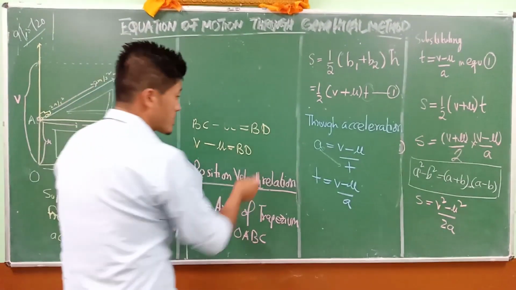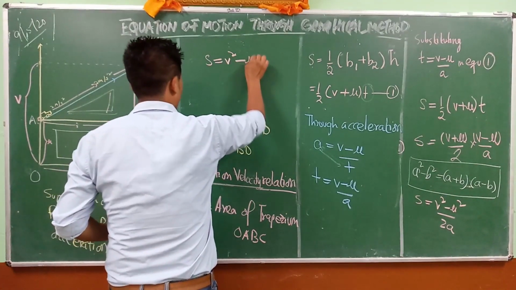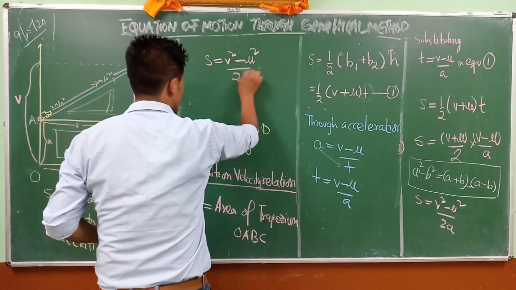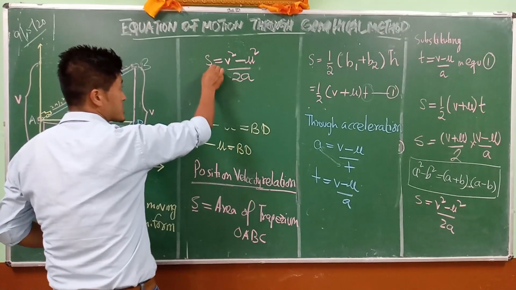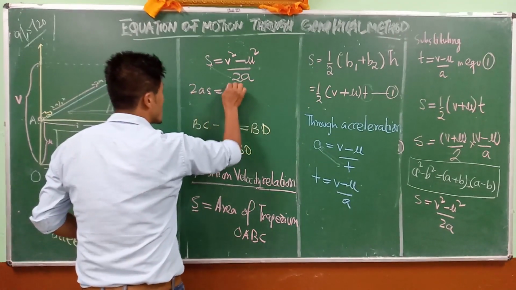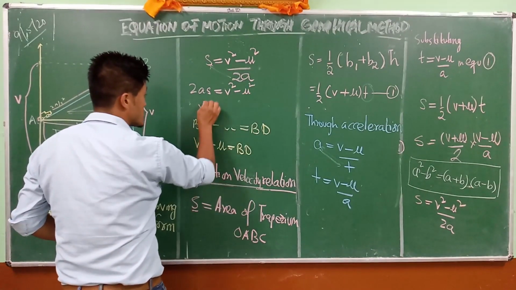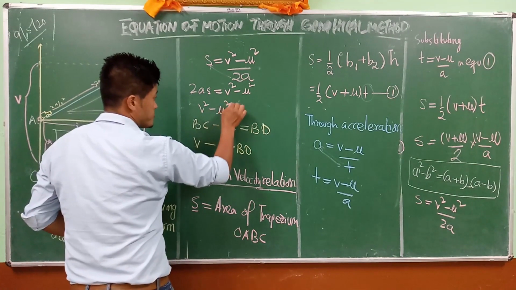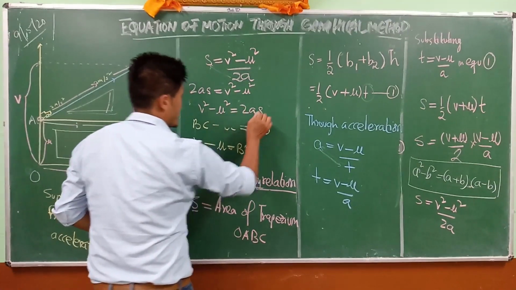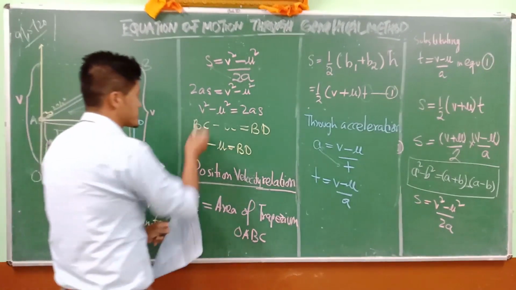We got this here. s is equal to v square minus u square divided by 2a. This 2a I can multiply over here. So I'll get 2as is equal to v square minus u square, which we can also write as v square. This is the third equation of motion through graphical method.